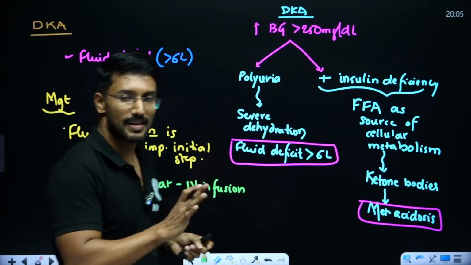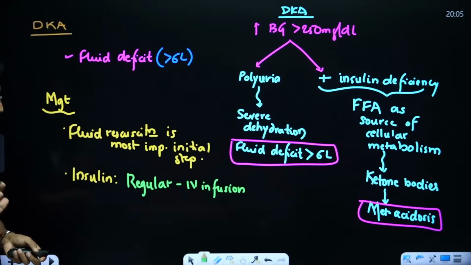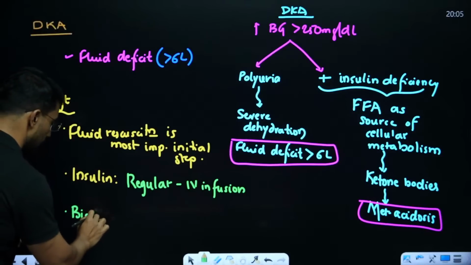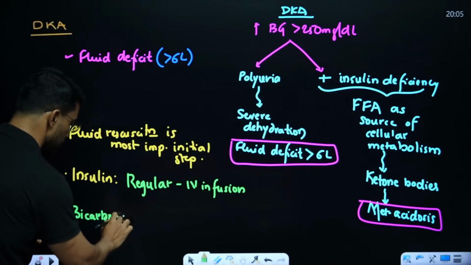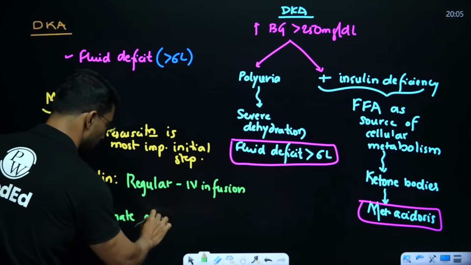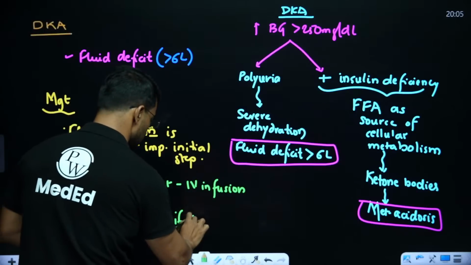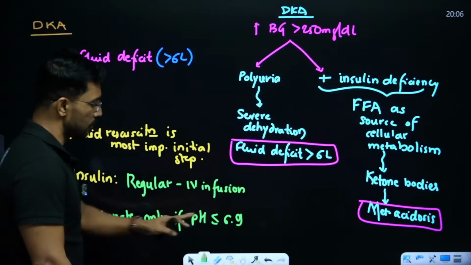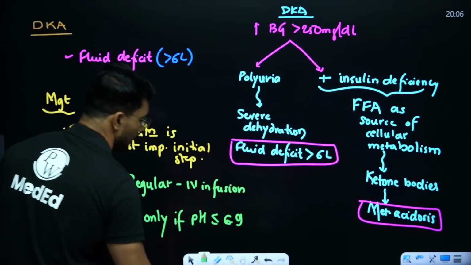But when the pH is less than 6.9, we need to give the bicarbonate. So bicarbonate infusion or injection only if pH is less than or equal to 6.9. Otherwise, no need to give. This is also an important MCQ point.